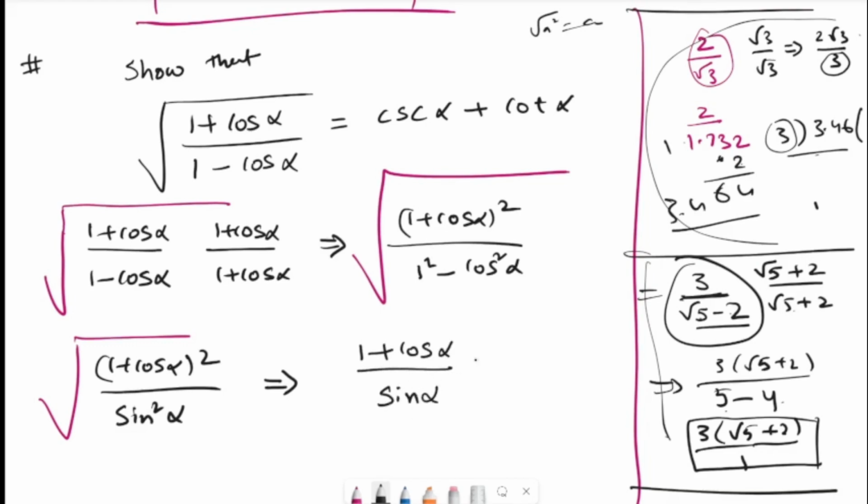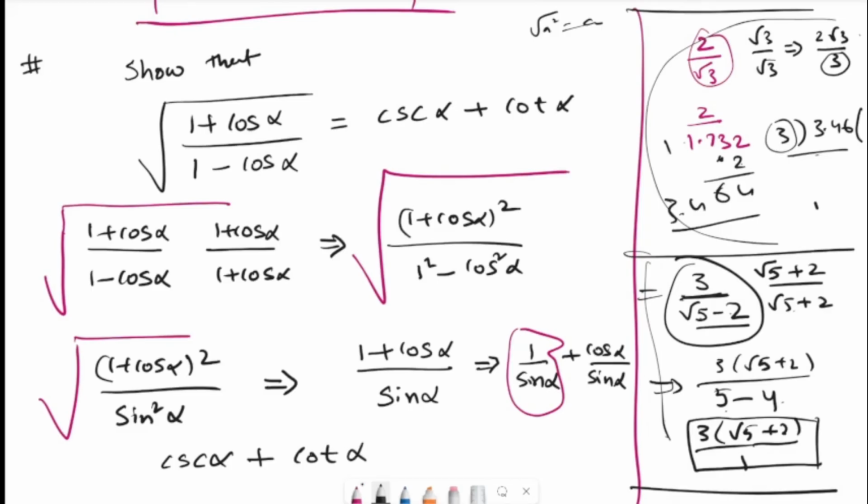Now split the fractions. This would resolve to 1 by sin alpha plus cos alpha by sin alpha. What is 1 over sin alpha? Reciprocal of sin alpha is cosecant alpha. All right. Now cos over sin is cotangent, cot alpha. So what do we have here? We arrive at our destination.